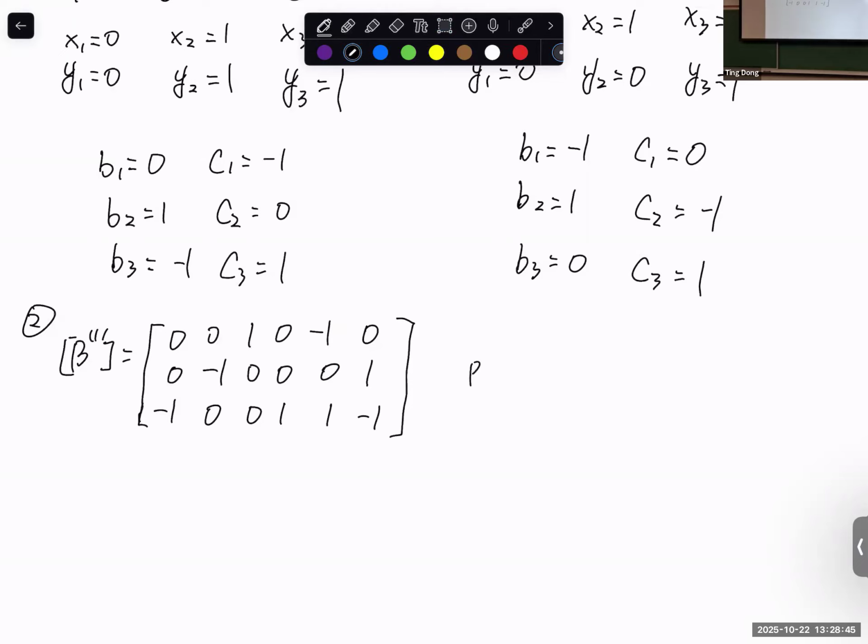For the second element, we have -1, 0, 1.